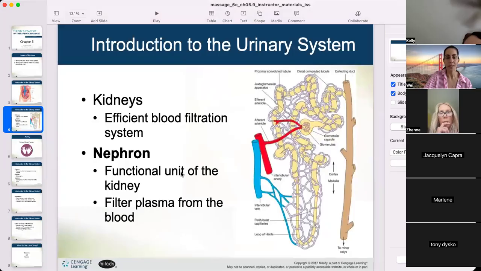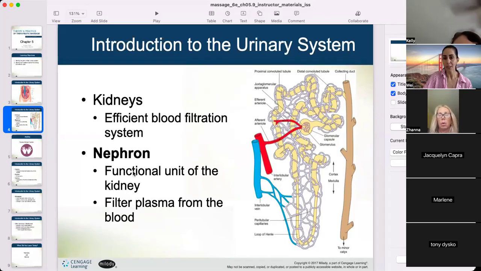Okay, now we talked in the nervous system that there is the neuron, which is the functional unit in the nervous system. In the urinary system, it's the nephron. So the kidneys' job is to efficiently filter blood. So it's an efficient blood filtration system. The blood continuously cycles through the body. One full cycle of blood in our body takes a minute. So the kidney will keep filtering that blood over and over. Okay? So it never takes a break, the kidneys.